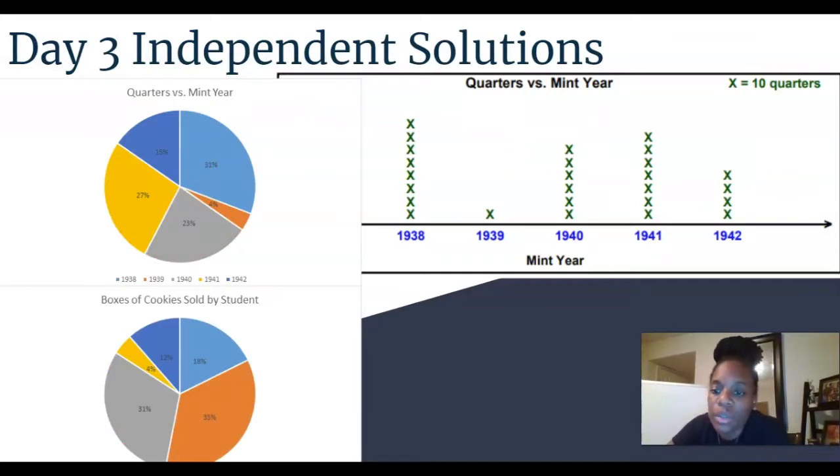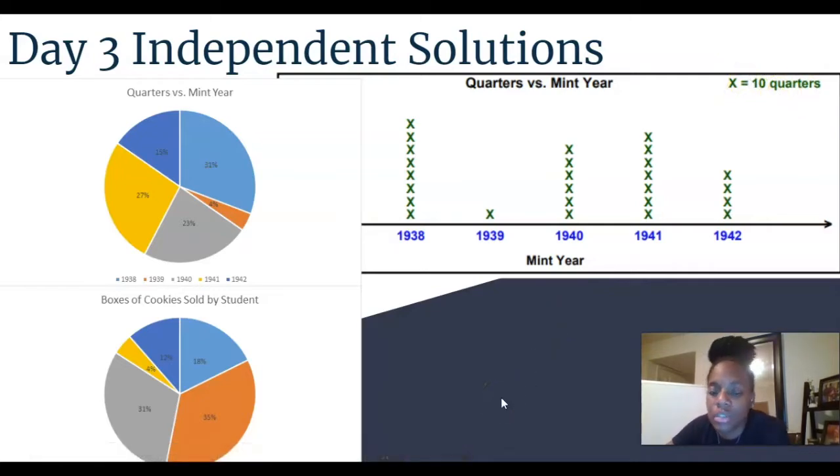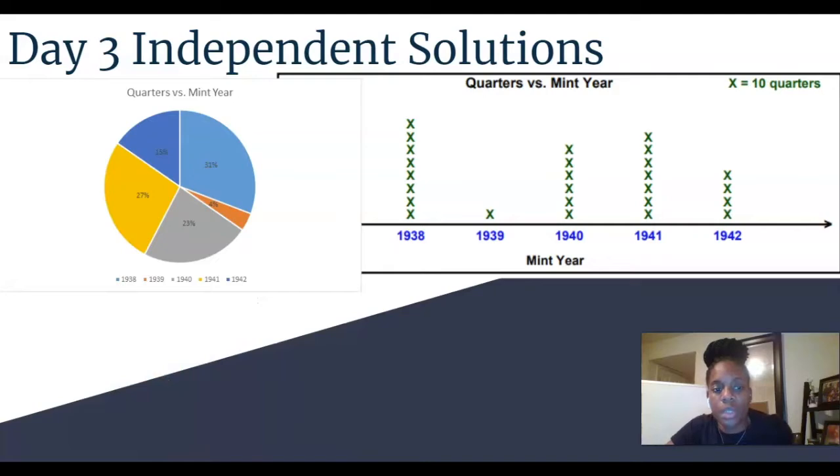All right, so then we'll tap into the next one, okay? Same thing, we had to pay attention to the key in the top corner here, which says that 1 X represents 10 quarters. So you add them all up together, and then take them and divide them individually. You come out with, again, the top graph being your final answer.